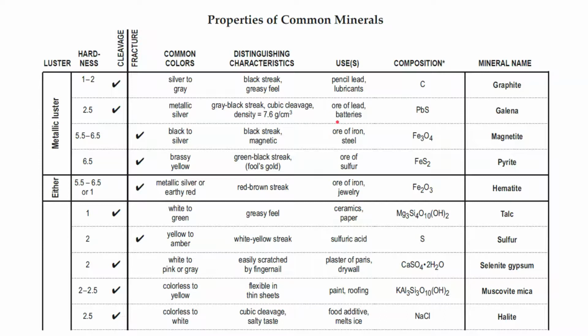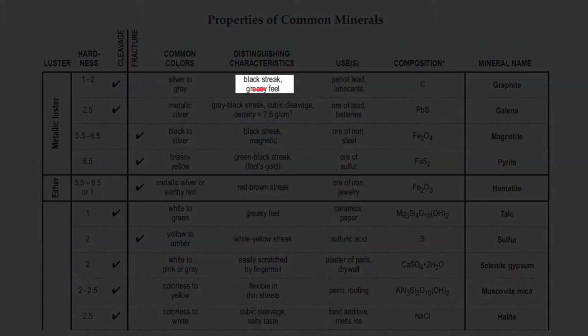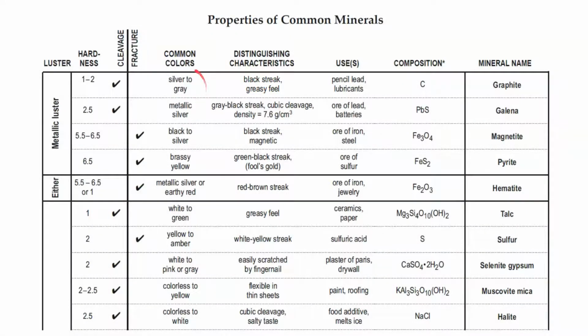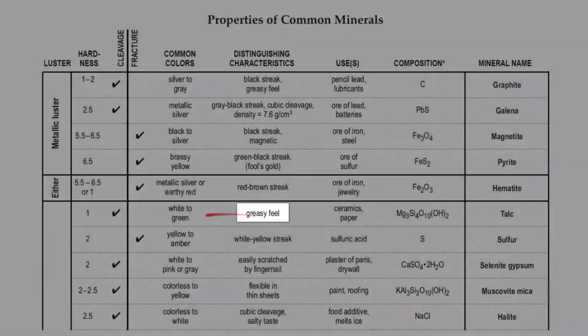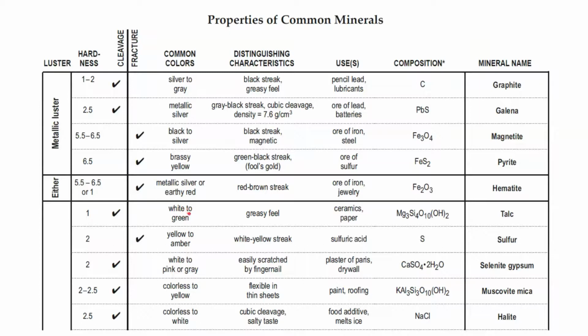So on our Properties of Common Minerals chart on page 16, the back cover, the reference table, under distinguishing characteristics, I'm going to look at feels greasy. I see that for graphite, but the color's wrong. It's silver to gray. I'm going to keep looking till I see greasy feel. It's white to green in color. It's scratched by calcite. So we're looking at the mineral talc.